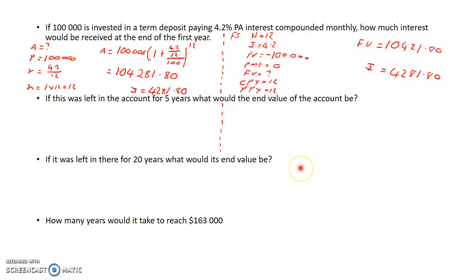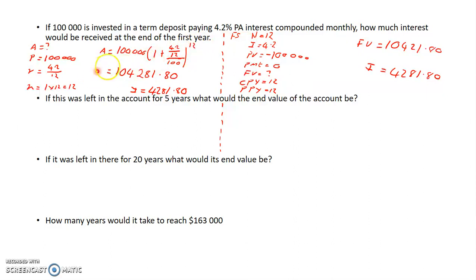Next question, I'm going to do the first one again as well. $100,000 invested in a term deposit paying 4.2% compounded monthly. This monthly is the big key that's different this time, because my interest rate and my compound periods now must relate to months. So how much interest would be achieved at the end of the first year?